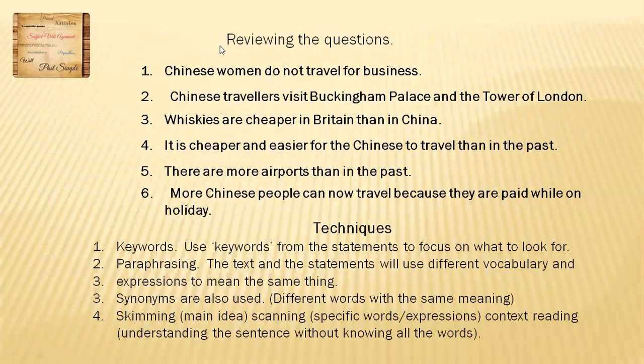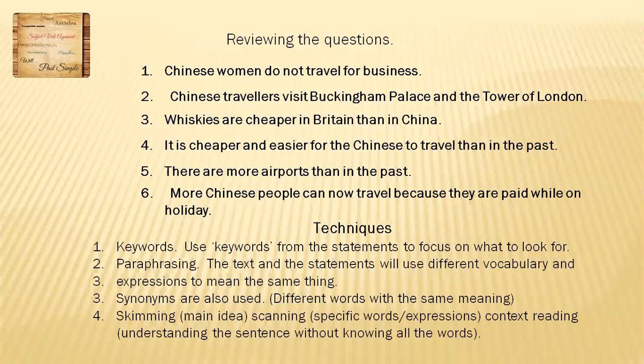Okay, so this is from an example paper, so we're looking at real questions. We're reviewing the statements. The first one, Chinese women do not travel for business. Chinese travellers visit Buckingham Palace and the Tower of London. Whiskies are cheaper in Britain than in China. It is cheaper and easier for the Chinese to travel than in the past. There are more airports than in the past. More Chinese people can now travel because they are paid while on holiday.